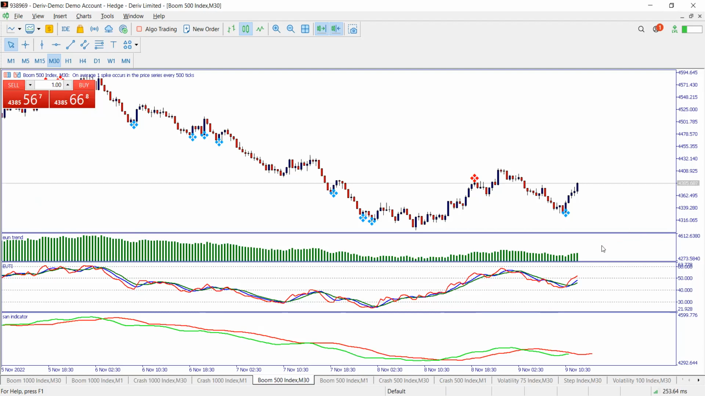Now on Boom 500, we reached level 40 here. It almost touched, so I just say we are there. We are just waiting for the crossover, and then we are going to buy this one. Boom 500, on crossover, we buy it.